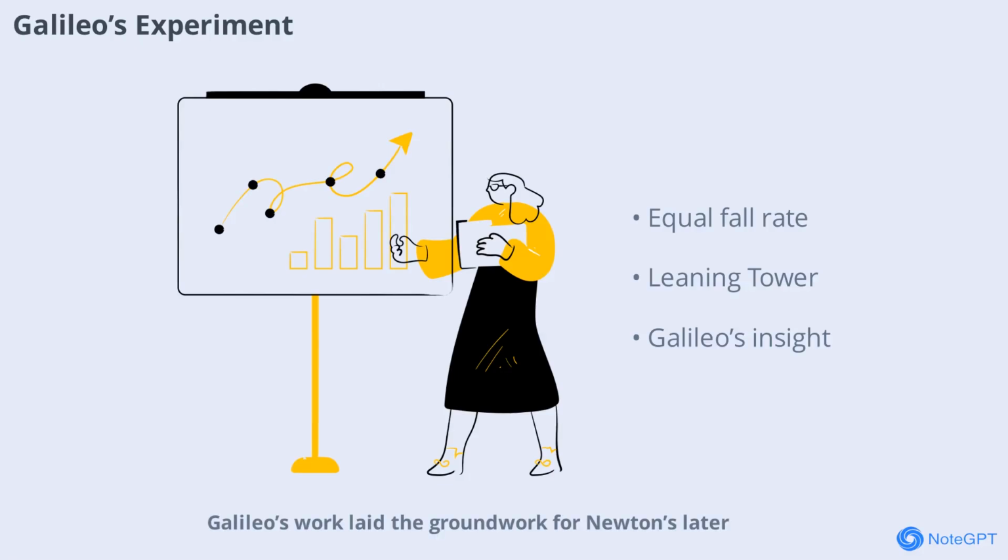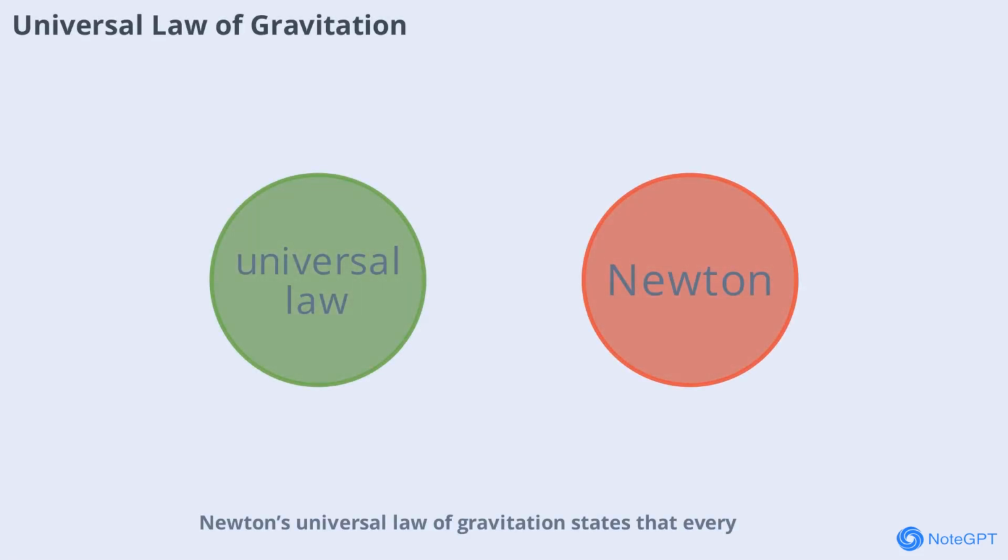Galileo's work laid the groundwork for Newton's later theories and changed our understanding of motion and gravity. Newton's universal law of gravitation states that every object attracts every other object in the universe. The force of attraction depends on the masses involved and the distance between them. This law applies not just to objects on Earth but to planets, stars, and galaxies.